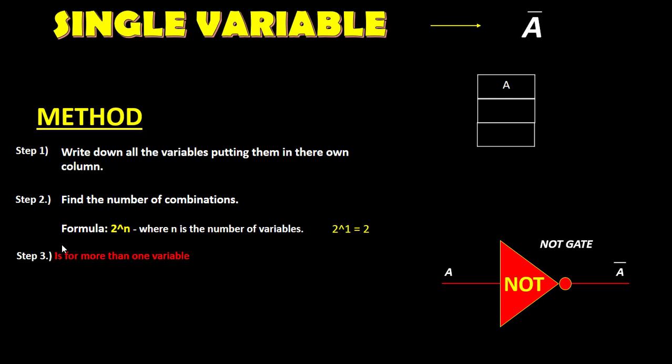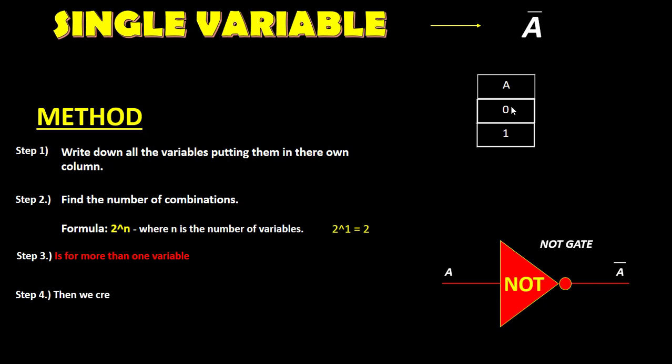Now step 3 is when there is more than one variable. So I will show you step 3 in my next example. So because a is a Boolean variable, it has 2 possibilities. So it can be either 1 or 0. Now the order in which we place them into this truth table here, that doesn't really matter. However, we do tend to place them in ascending order, so 0 and 1.